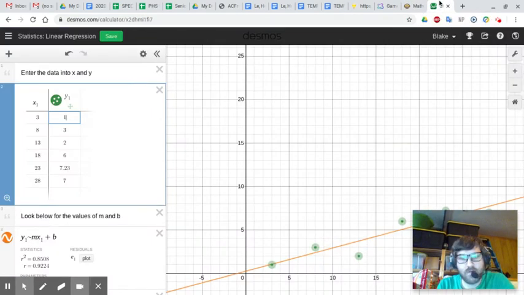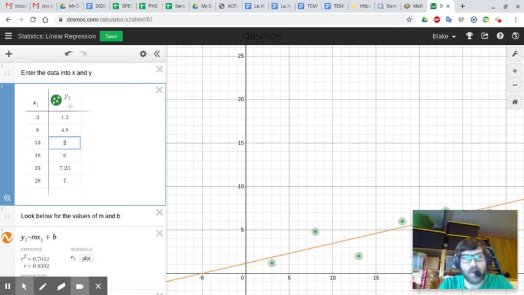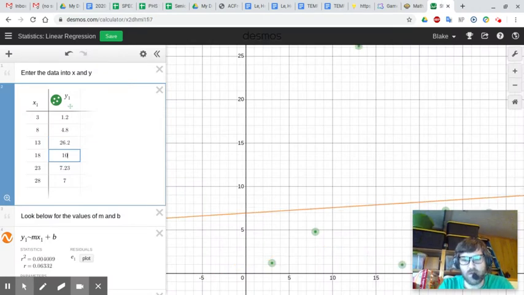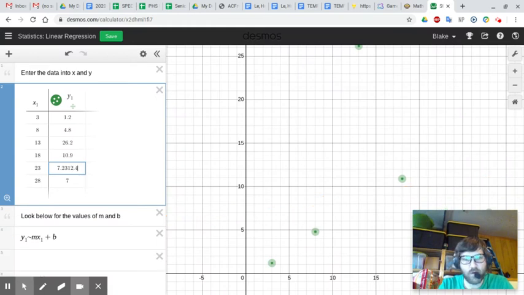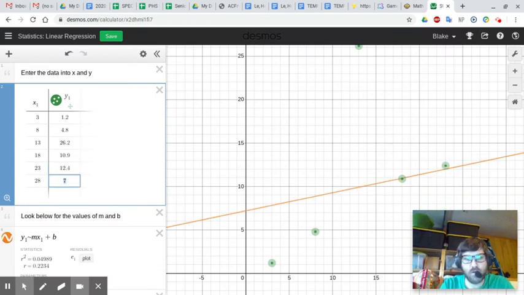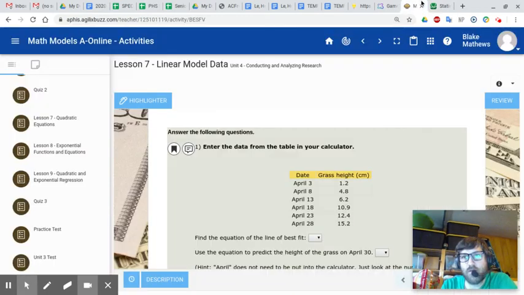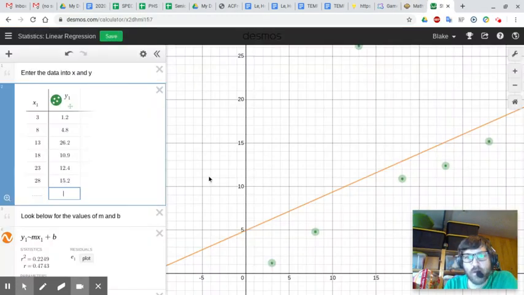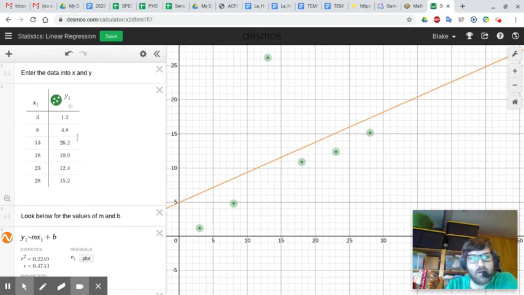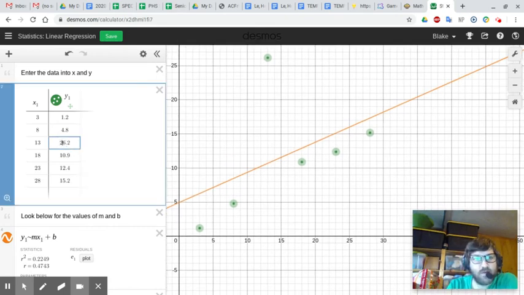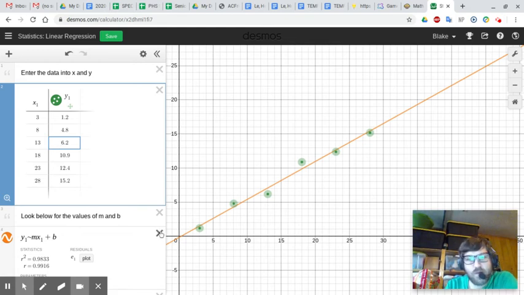And then my Y values are going to be these. Height of the grass: 1.2, 4.8, 6.2, 10.9, 12.4, 15.2, I think was the last one. Yeah. So right away, the graph is going to look for the best fit line. And I made a mistake here. This should be 6.2 without a 2 there. There we go. So it's already found the line.